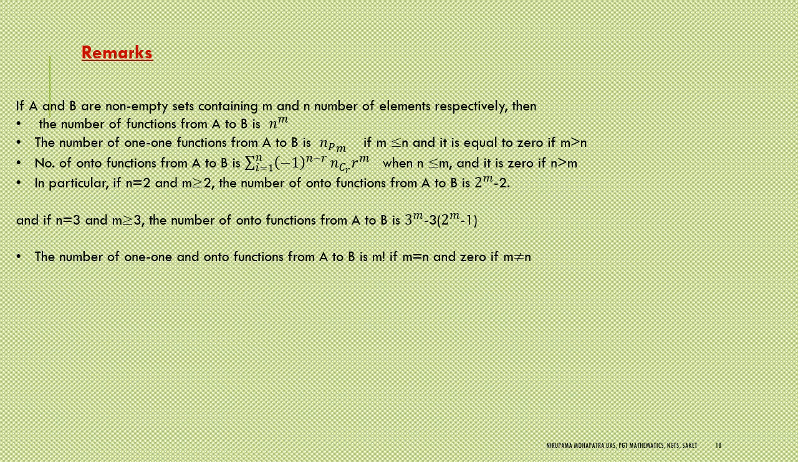Okay, next, last wind up of the class, I have just taken some tricks. Maybe you can go through this. If A and B are non-empty sets containing m and n number of elements respectively, then first one is the number of functions from A to B is n to the power m. The number of 1, 1 functions from A to B is permutation of n objects taken m at a time, nPm.